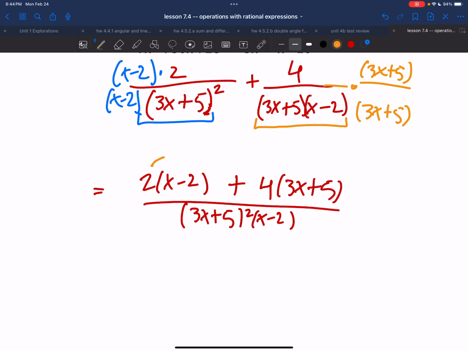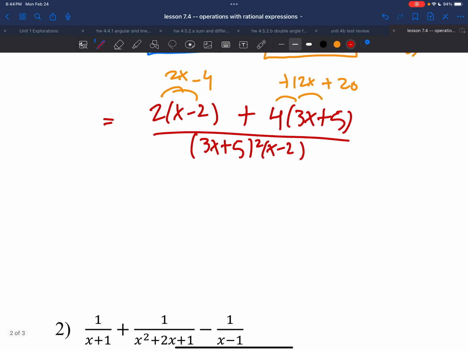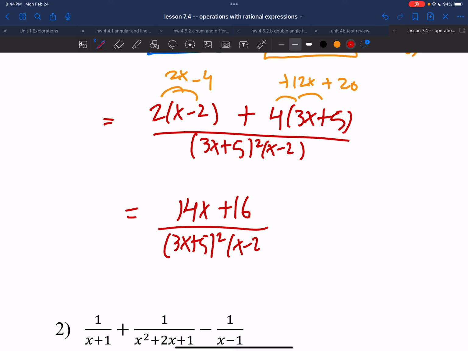We're going to distribute this. That's 2x minus 4. That's 12x plus 20. Put all of that together. 2x plus 12x is 14x. Negative 4 plus 20 is 16. And this is over 3x plus 5 squared, x minus 2, and done.